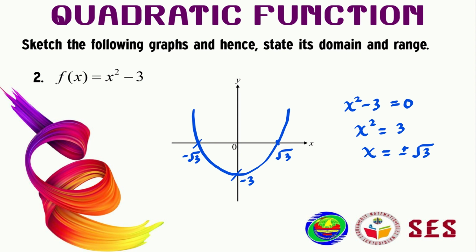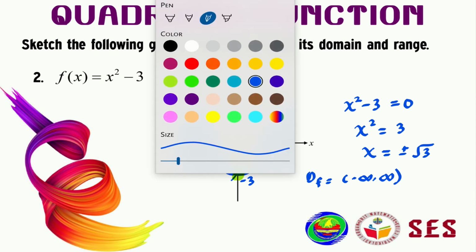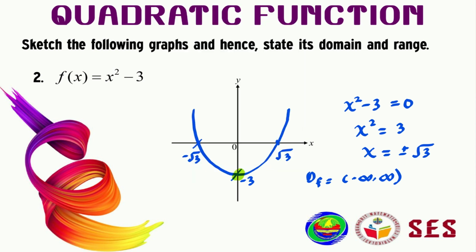Now we need to find the domain. The domain of f for this one is negative infinity up to positive infinity. For the range of a quadratic function, we need to look for its minimum or maximum point. In this case, the lowest point the graph can reach is negative 3 down here, which means our range should start from negative 3, closed bracket, up to positive infinity.